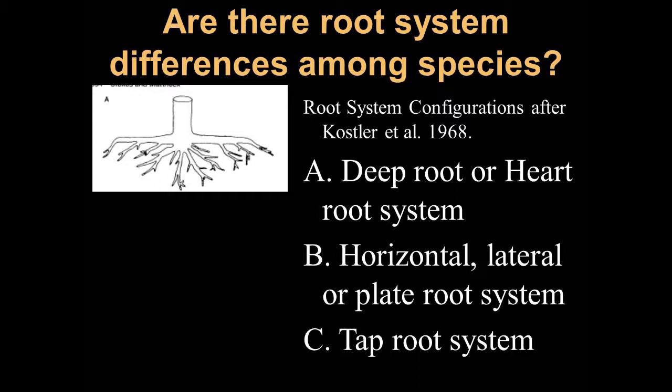Our next one is a horizontal, lateral, or again in Europe they call it a plate root system. So the roots growing basically just straight out. Now we are seeing these sinker roots. They tend to be fairly close to the trunk and they do add a lot to stability. But in general we're looking at the lateral roots here.